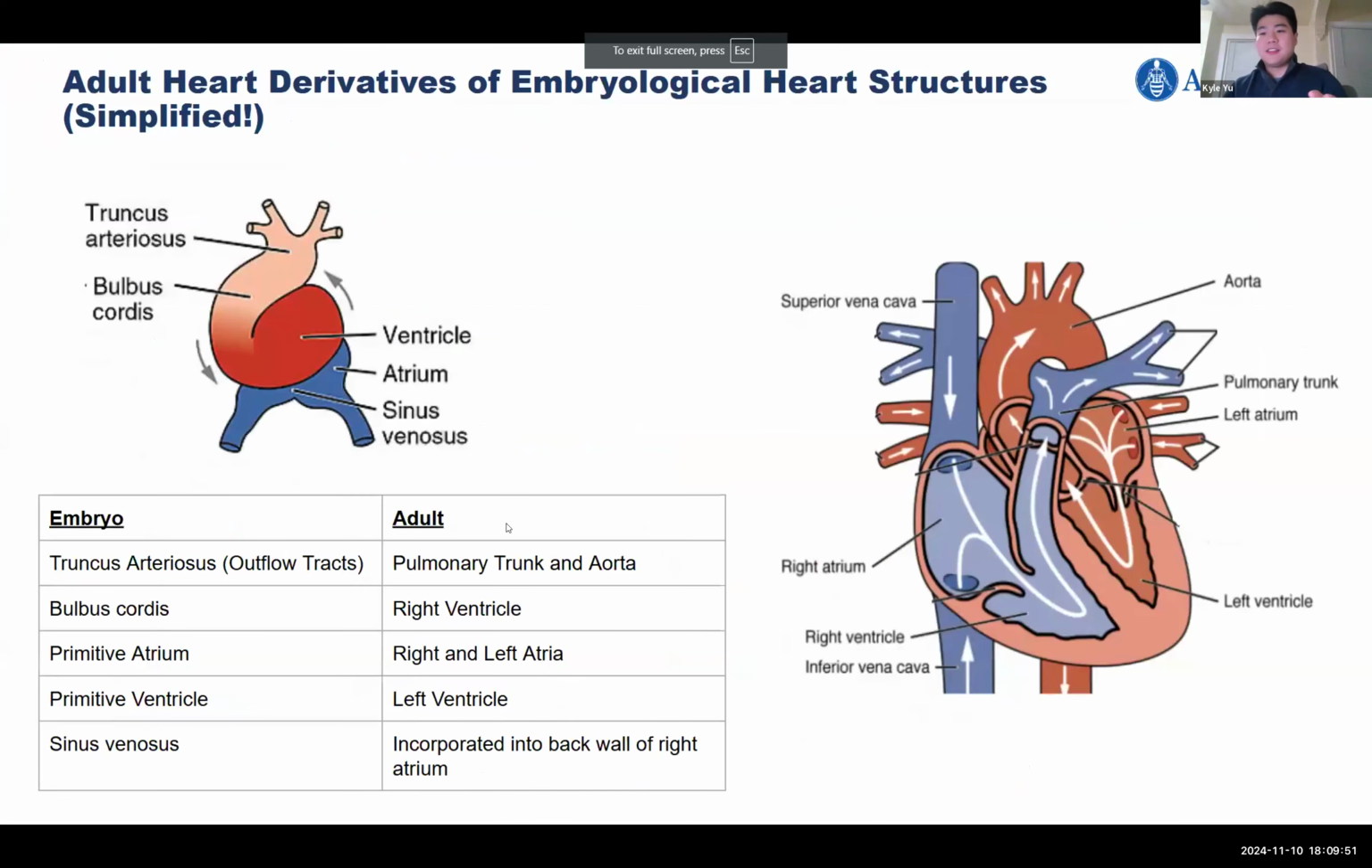All right, so I kind of alluded to this: we have all this terminology of the primitive heart tube, so what do these actually become? The truncus arteriosus, aka the outflow tracts, will become the pulmonary trunk and the aorta in the adult. The bulbus cordis will become the right ventricle. The primitive atrium will become the right and left atria. The primitive ventricle will become the left ventricle. And then the sinus venosus is incorporated in the back wall of the right atrium, where the vena cava fused together into the heart.